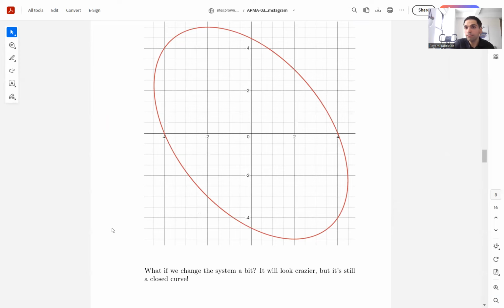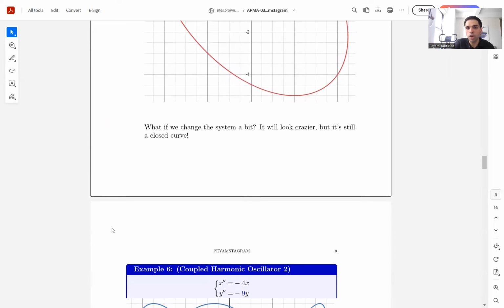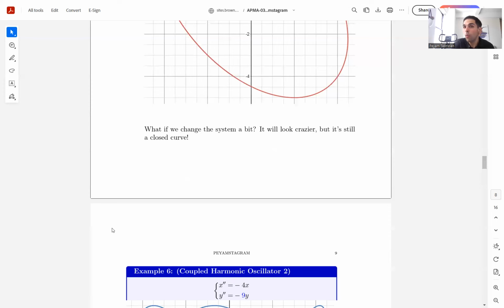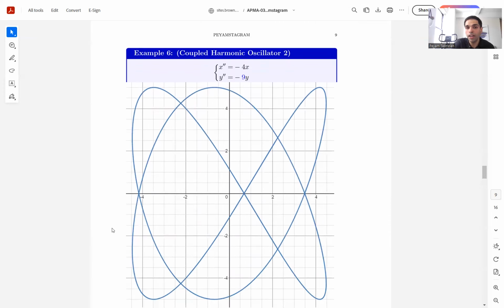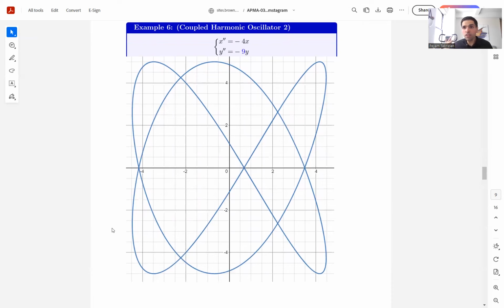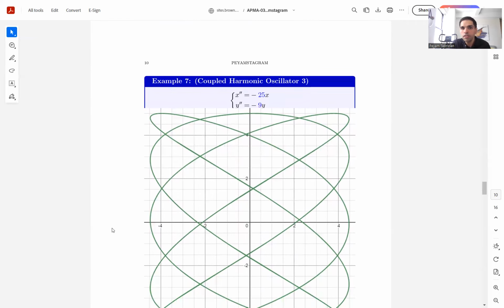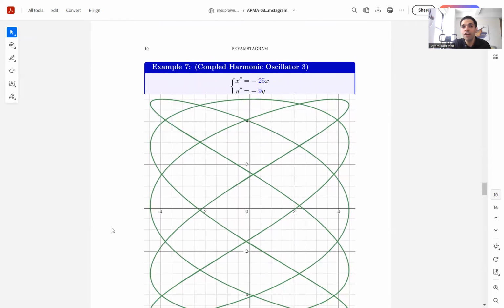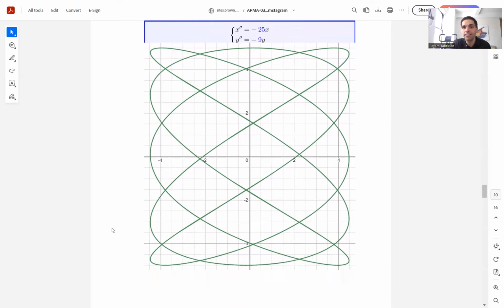But now the question is, what if we change those numbers a little bit? Then, like for instance, x double prime is minus 4x, y double prime is minus 9y. Then it looks a bit crazier, but not too crazy because, well, it's still a closed curve called a Lissajous figure. And what if we change this 4 to a 25? So x double prime is minus 25x, y double prime is minus 9y. Still okay, still a closed curve.